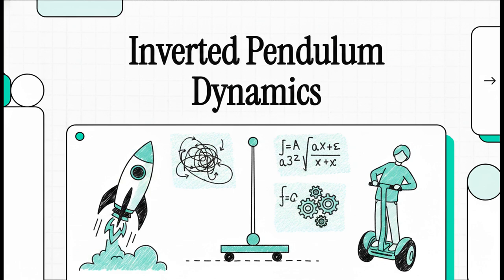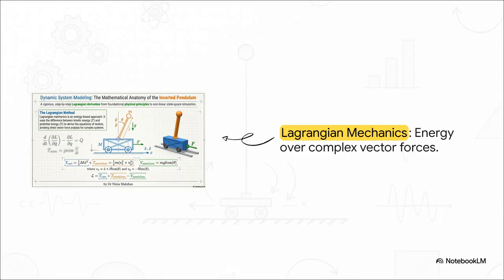So what's our mission in this explainer? We are going to mathematically tame that crisis. To do it, we're constructing a rigorous step-by-step derivation using Lagrangian mechanics, taking us all the way from foundational physics straight into a nonlinear state space simulation. Let's get into it. Okay, so let's look at our core methodology.